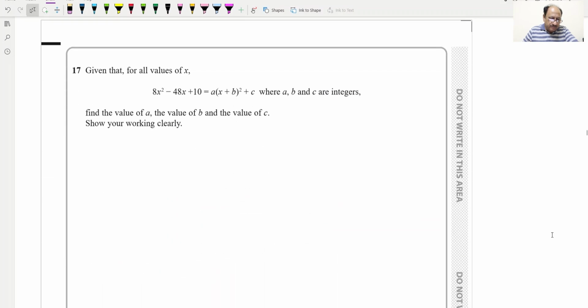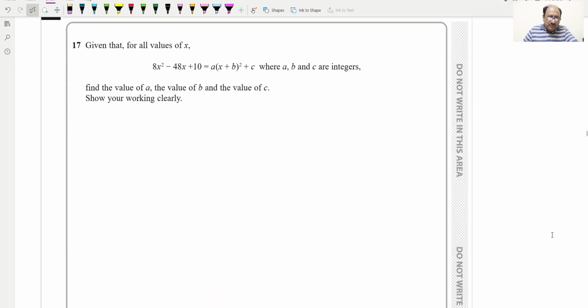Hopefully you understood this. Now question number 17, it says that given that for all values of x, this is equal to this one, where a, b, c are integers, find the value of a, b, c and show your working. This is basically completing square question.